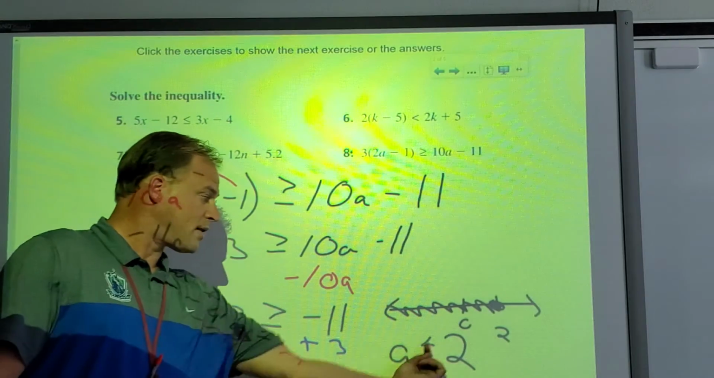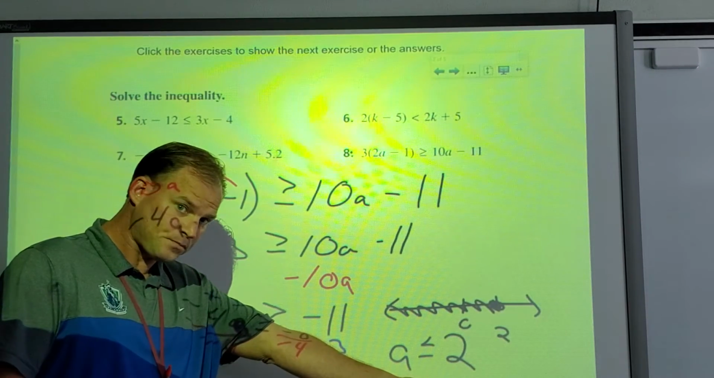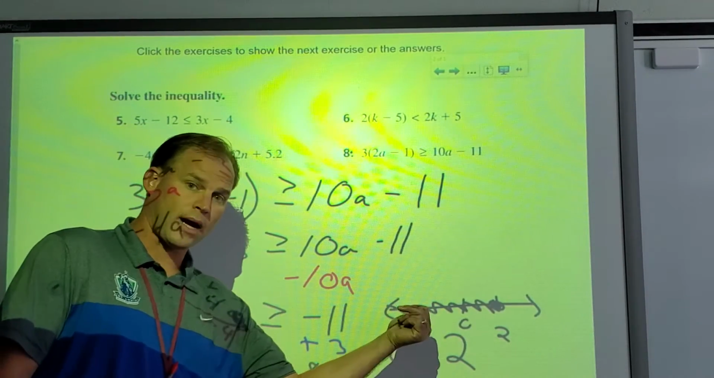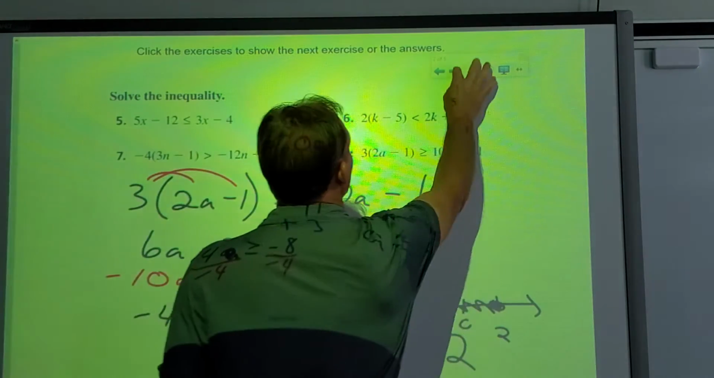I can only use that rule if my variable's on the left-hand side. If you put your variable over here, you're gonna have to turn it around to get a good, easy graph. All right, what else we got?